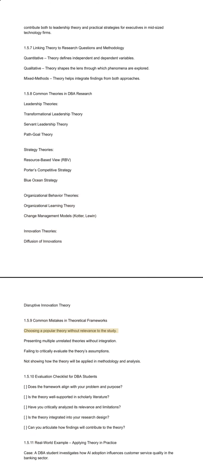1.5.9 Common mistakes in theoretical frameworks. Choosing a popular theory without relevance to the study. Presenting multiple unrelated theories without integration. Failing to critically evaluate the theory's assumptions. Not showing how the theory will be applied in methodology and analysis.